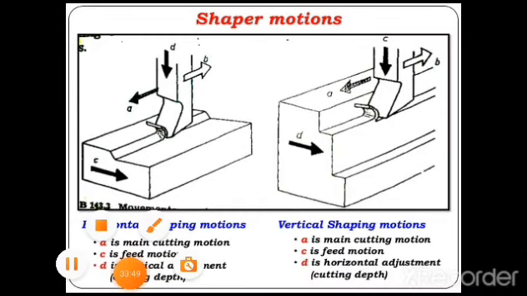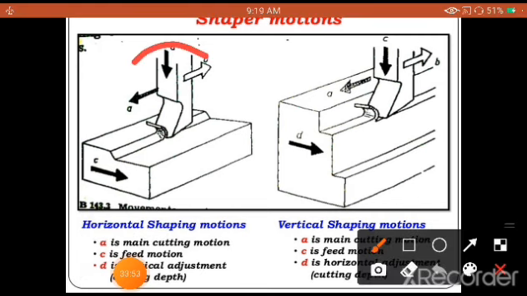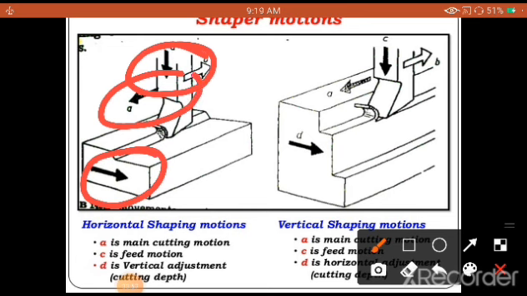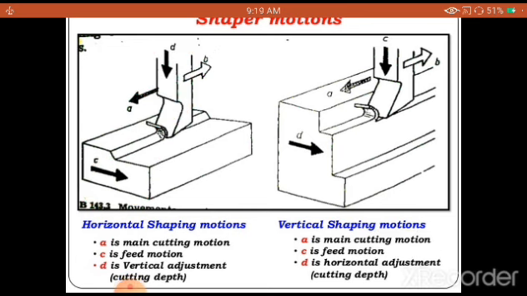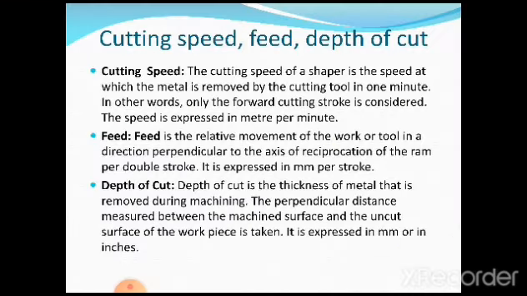The main idea of showing this is we are going to define all these terms. What is the meaning of a depth of cut? What is the meaning of a feed? And what is the meaning of a cutting speed? We are going to study them in detail in the subsequent presentation. See on the screen clearly there, we have to define what is the meaning of a cutting speed related to a shaper. The cutting speed of a shaper is the speed at which the metal is removed by the cutting tool in 1 minute.